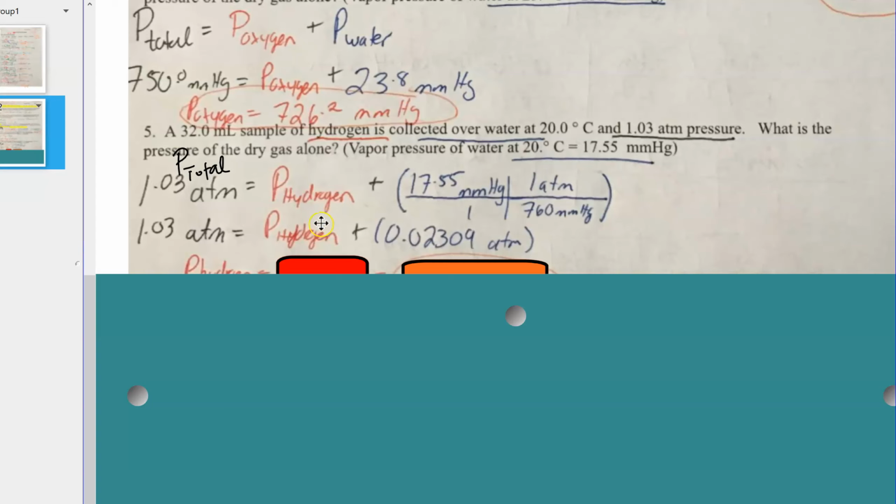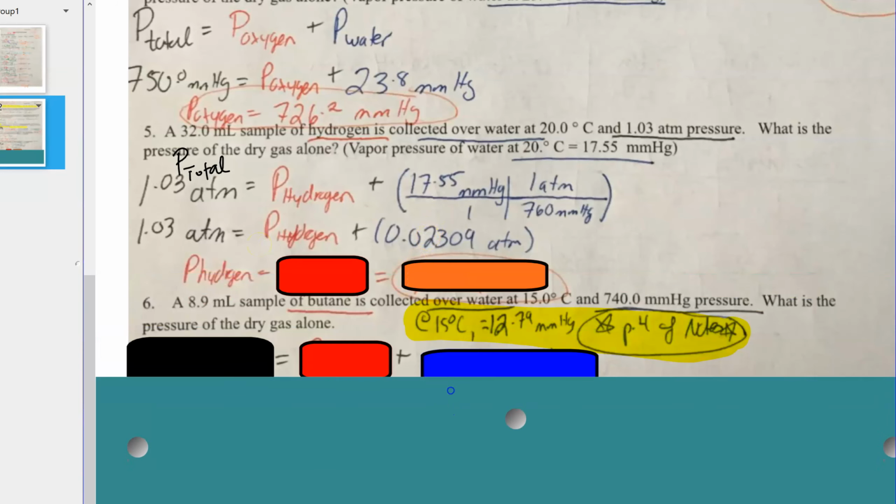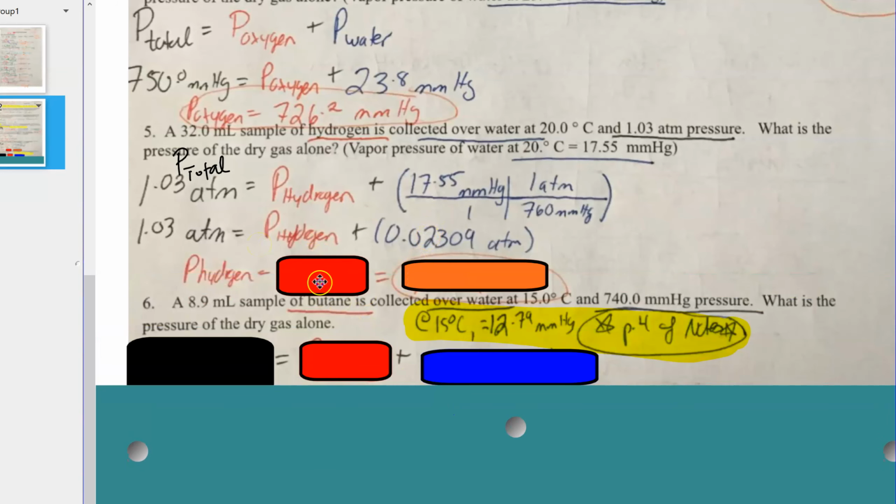0.02309 atmospheres. So how do I get P hydrogen by itself? Well, I just subtract this over. So you should get your partial pressure of hydrogen is 1.00691 atmospheres, but we need to go to our least number of decimal places, which looks to be, see now here we got 2.